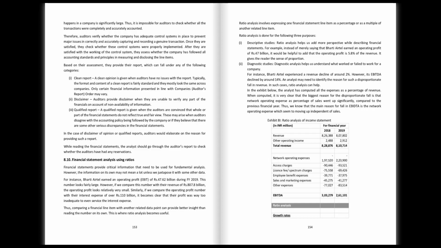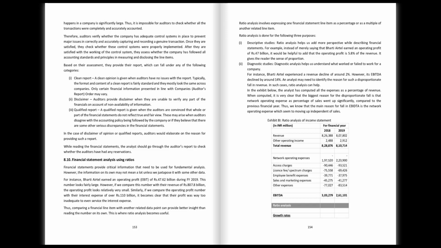Similarly, if we compare the operating profit number with their interest expense of over 110 billion rupees, it becomes clear that their profit was way too inadequate to even service the interest expense. Thus, comparing a financial line item with another related data point can provide better insight than reading the number on its own. This is where ratio analysis becomes useful.